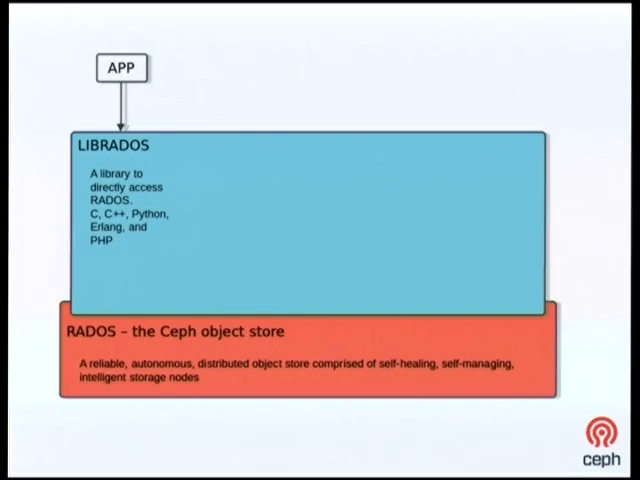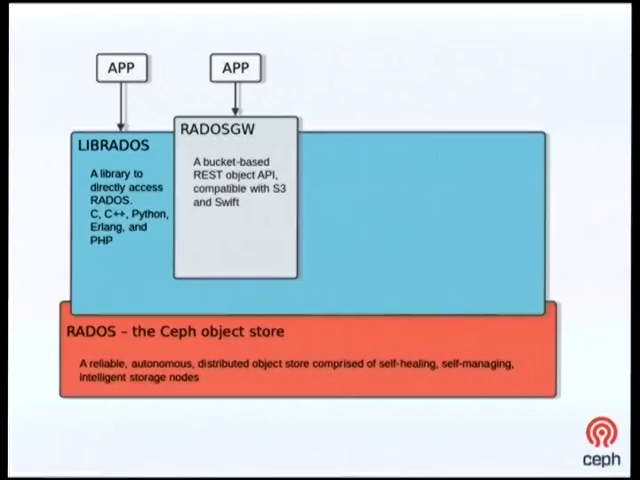But on top of this basic object storage service, a distributed, highly reliable, highly available service, we've built a number of applications. One of those is the RADOS Gateway, which gives you a higher level RESTful object storage interface that's compatible with Amazon S3 and OpenStack Swift. So think HTTP, gets and puts, that sort of thing.